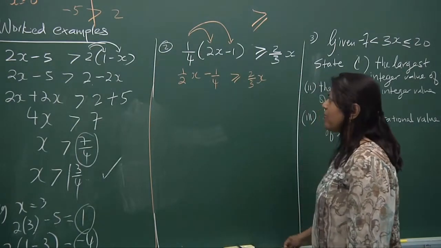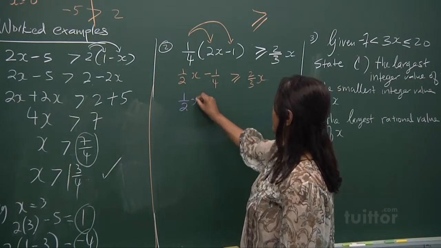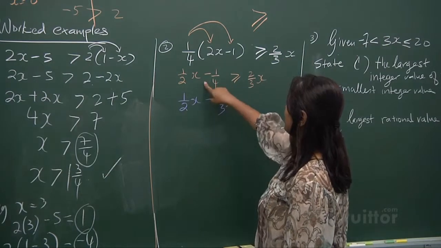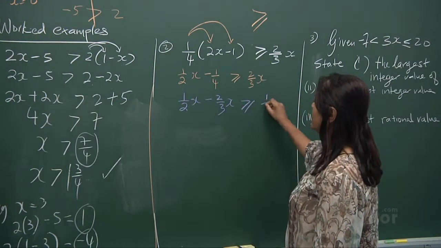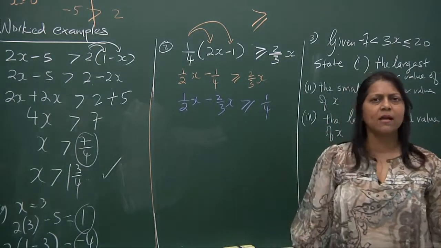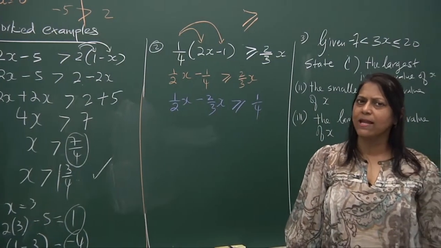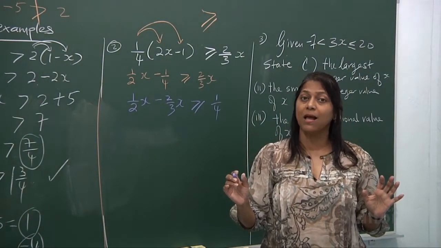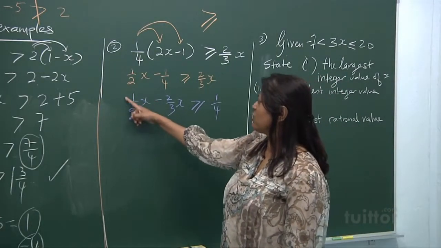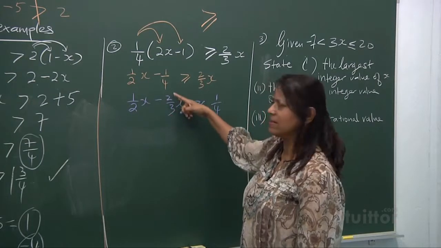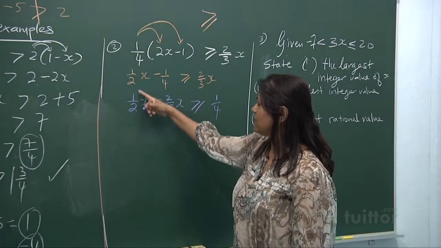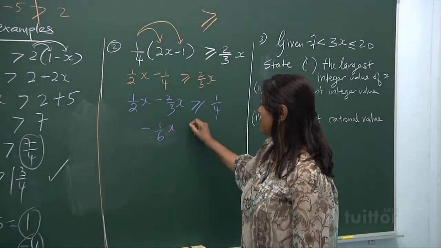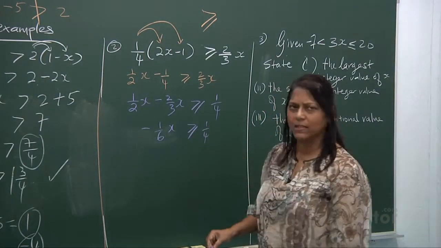Bring all the x together. Half x is a plus; if you bring it over, you get a minus. Bring the quarter over. You don't change signs like that; the inequality sign still holds. You only change sign when you multiply or divide by a minus on both sides. So now this is 3/6 x minus 4/6 x, changing to sixes. You get minus 1/6 x is greater or equal to 1/4.